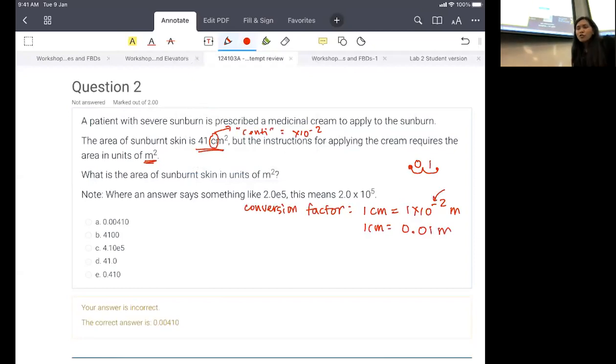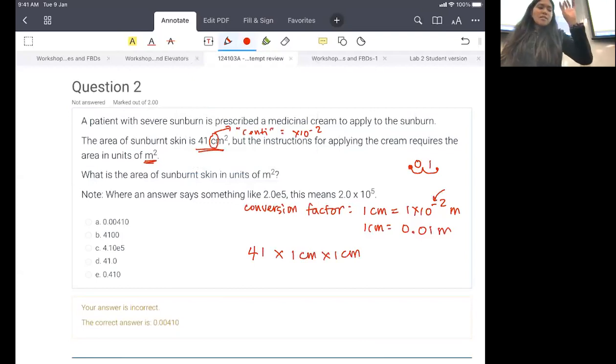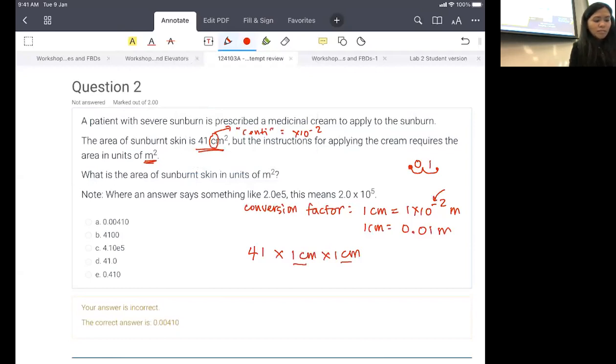So once you have your conversion factor, that's the most important thing. Then what you want to convert is 41 centimeters squared. You can write that as 41 times 1 centimeter times 1 centimeter. Centimeter squared means that there are 2 units of centimeter there. And so when you do the conversion, you have to do the conversion twice. Centimeter squared also means centimeters times centimeters. Okay? So you can write down centimeter squared like this, 1 centimeter times 1 centimeter.